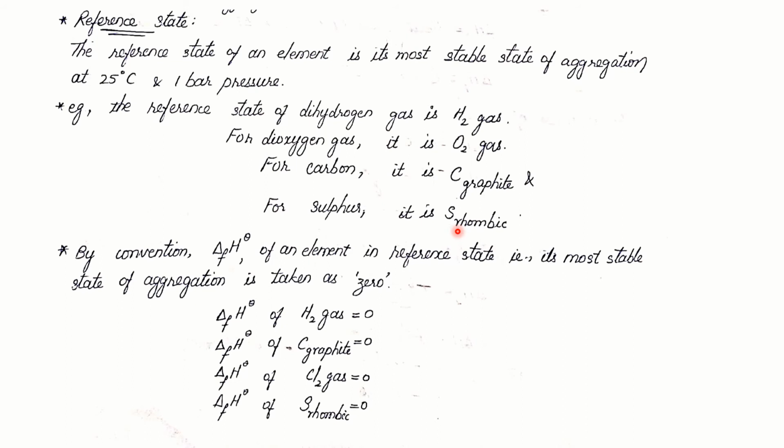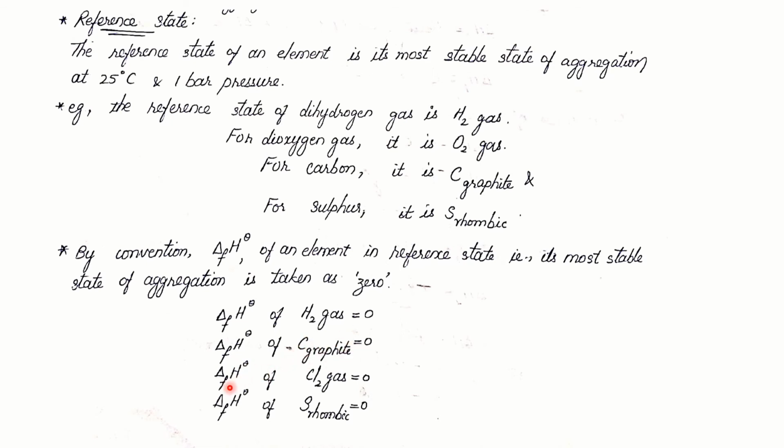By convention, the standard enthalpy of formation of an element in its reference state, that is its most stable state of aggregation, is taken as 0. Clear? The standard enthalpy of formation of hydrogen gas is 0 since hydrogen is present as a gas at 25 degrees Celsius and 1 bar pressure. This is the most stable state at which hydrogen can exist. Now the enthalpy of formation of carbon, that is graphite, is 0.